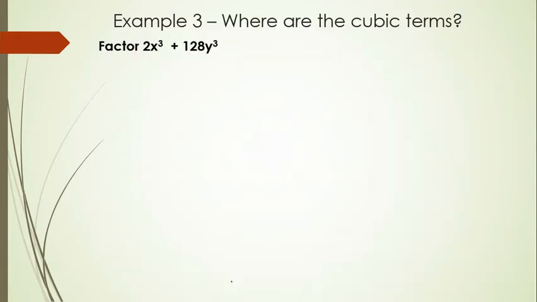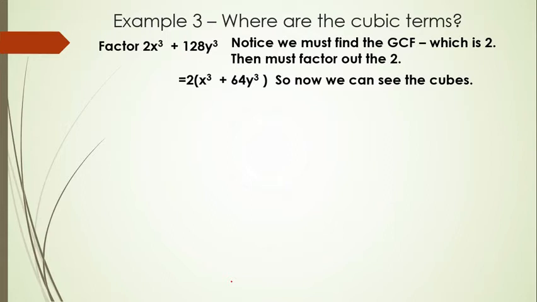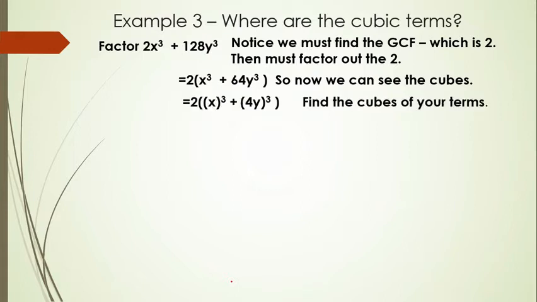Okay, what about this example? Where are the cubic terms? As usual, sometimes when you are factoring, you need to look for the GCF. In this case, the GCF is 2, and we must factor out the 2. Now we can see the cubes. What are our cubes? That's right, our cubes are x and 4y.